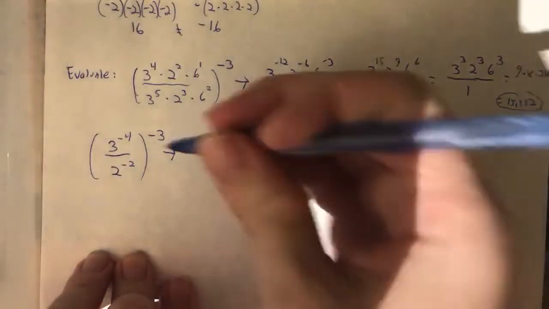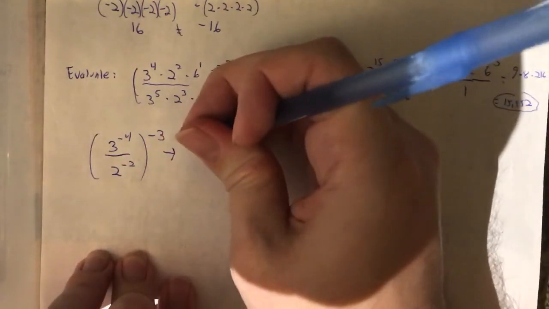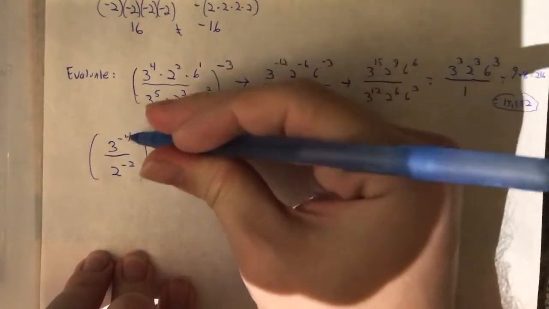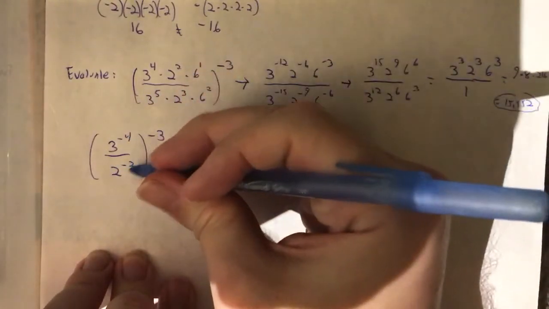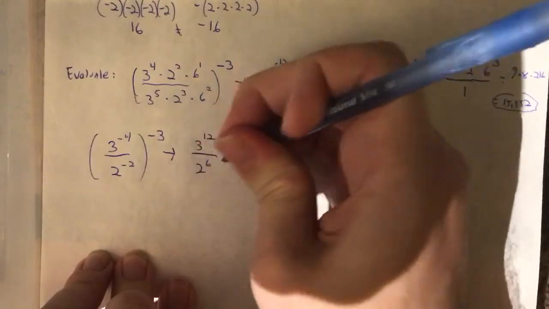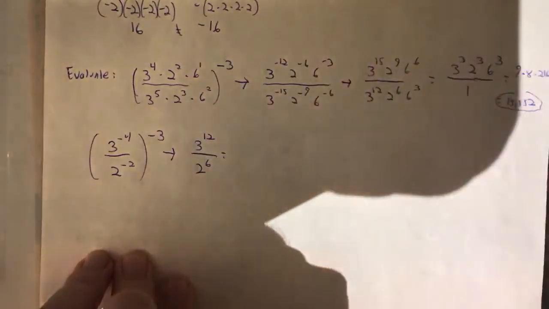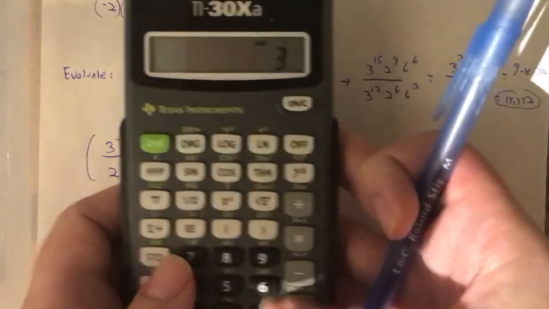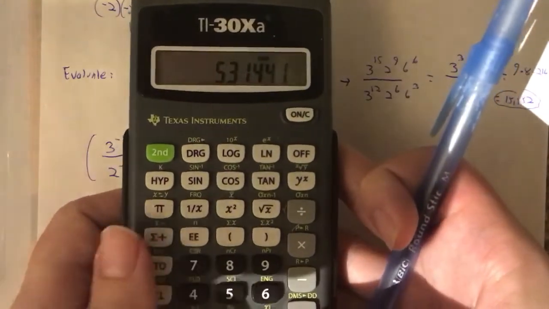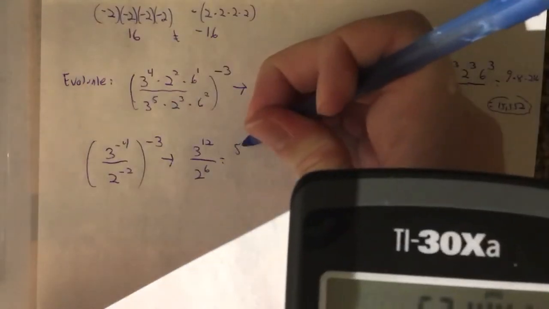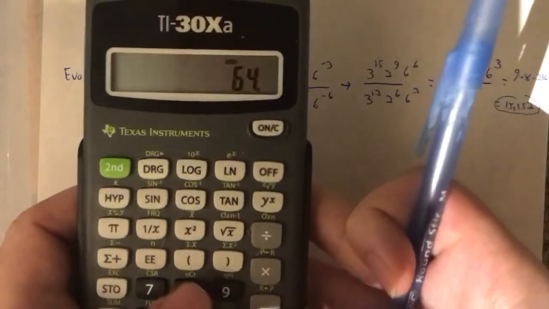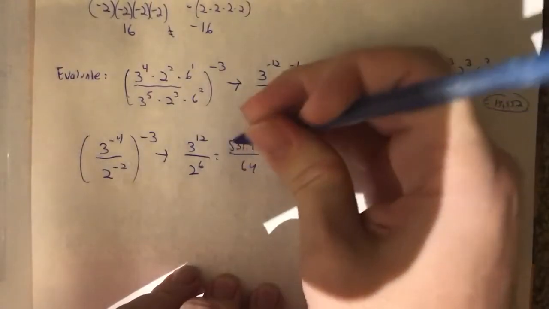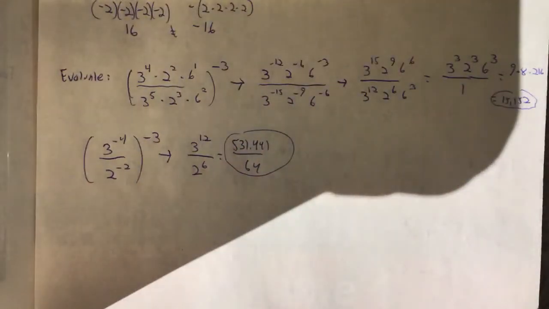So to evaluate it, power to a power, first thing, 3. I multiply the exponents. Negative 4 times negative 3 is 12. And then for the 2, multiply, that gives me 6. And now I just expand it out. 3 to the 12th. Let's see if I can do that on my calculator. Yeah, that's 531,441. And then 2 to the 6th power is 64. And that would be my answer. And that's all you leave. Don't simplify. You can't really simplify it.